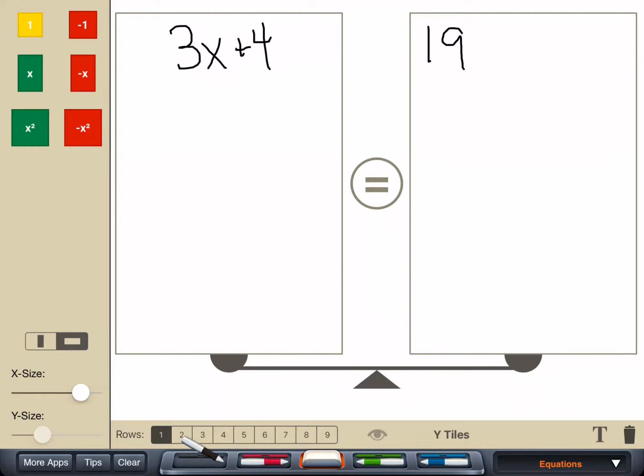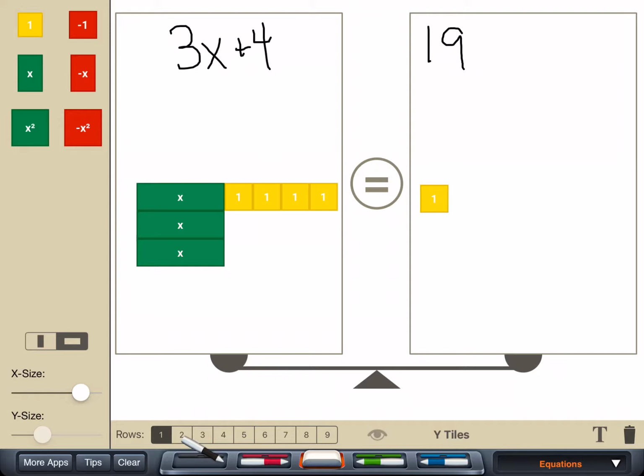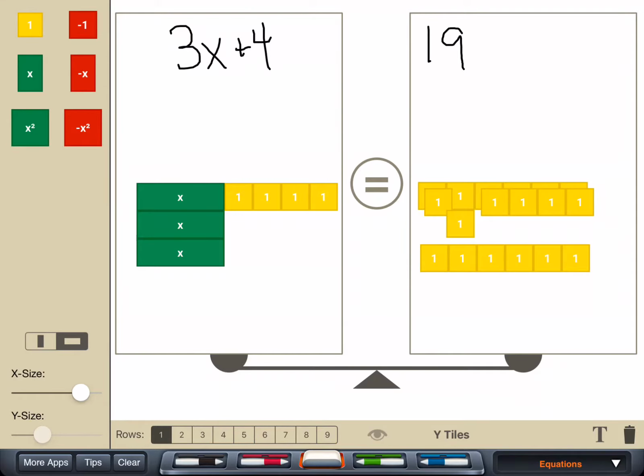Okay, I'm going to begin by building my model right here. I've got my 3x and I'm adding 4, so there are my 4. 1, 2, 3, 4. Then on the other side, on the right side, I'm going to make my 19. That's going to give me 18. And one more will give me 19. There we go. So I've made my model.